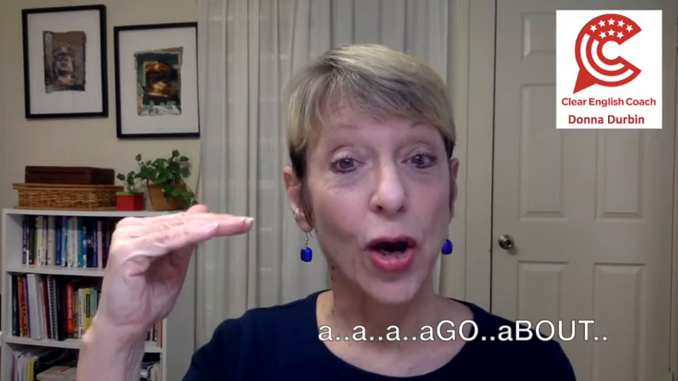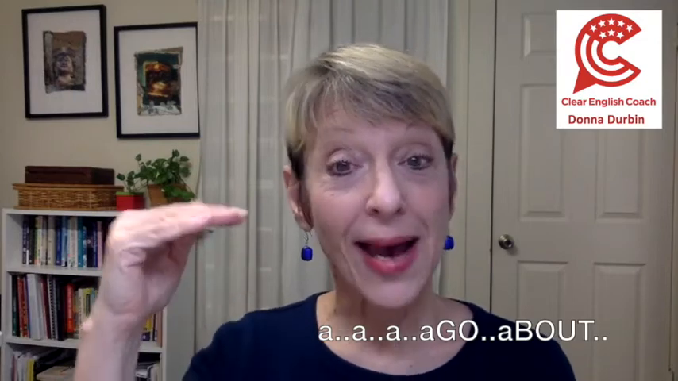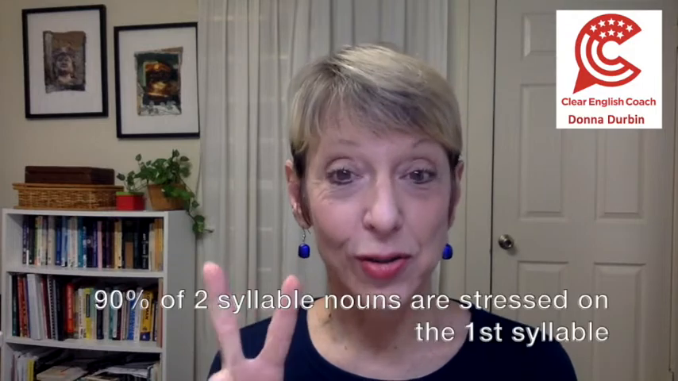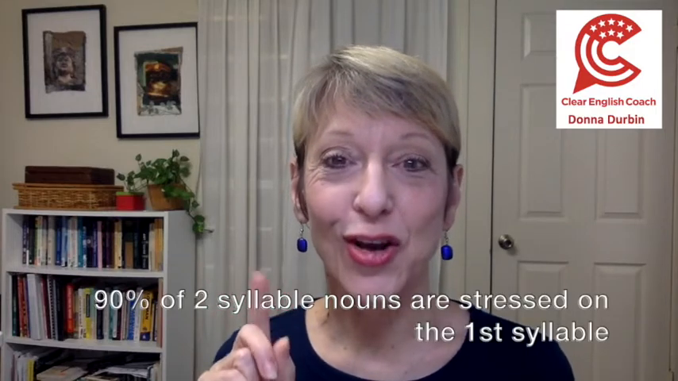I'm going to go down the chart with the A, the E, the I, the O, the U, and the Y. The A that sounds like schwa. Ago, about, afraid, sofa. So this again is an unstressed syllable, so it's going to be the lower note. And our nouns, two syllable nouns, 90% are stressed on the first syllable.